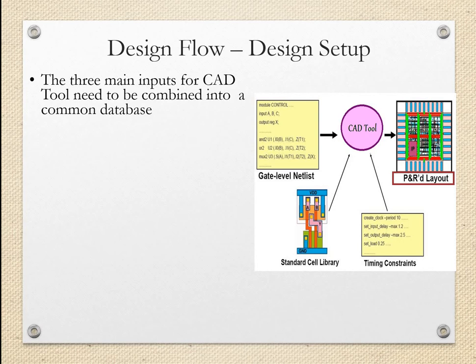The three main inputs for the CAD tool need to be combined into a common database. So which are the three main inputs? Gate level netlist, standard cell library, and timing constraints. So these are the three main inputs for the CAD tool.